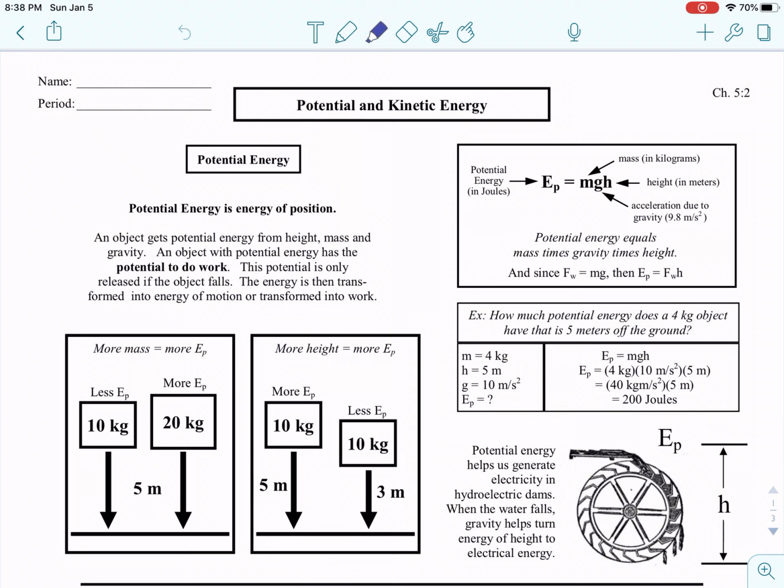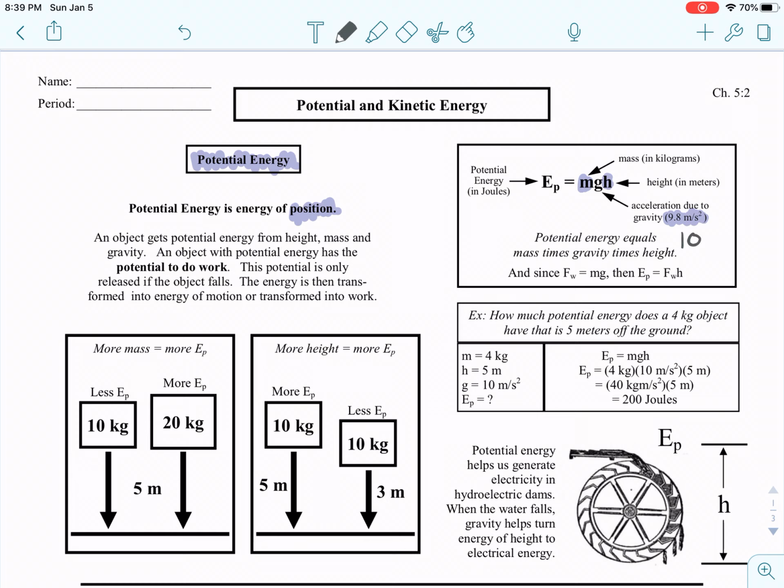So if you take a look here, the part we're going to start with is potential energy. Remember that potential energy is the energy of position. And so what potential energy depends on are three things: the mass of the object, the height of the object, and then this thing here that we've been calling g, which stands for the acceleration due to gravity. And on planet Earth, that number is always the same number. The real number is 9.8. But for our class, we can just go ahead and use 10.